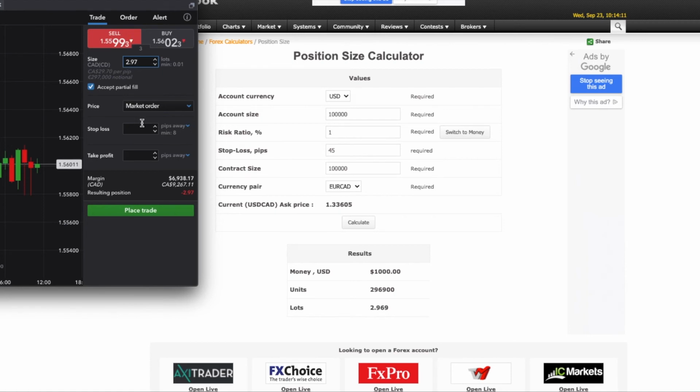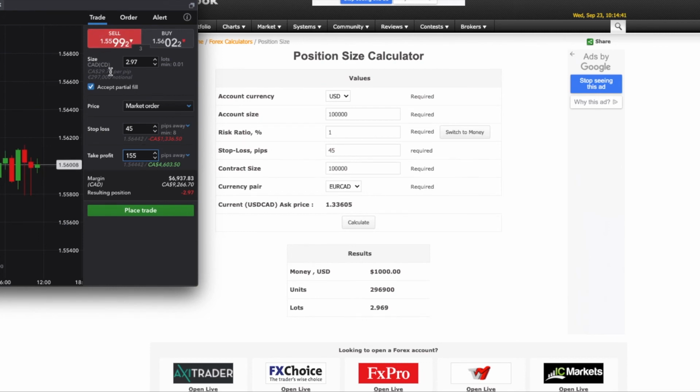In order for your position size to be correct, you need to put the correct stop loss in. So we're 45 pips away, there's a stop loss. Take profit was 155 pips. So this is how you would enter it on the broker to get the proper risk reward.